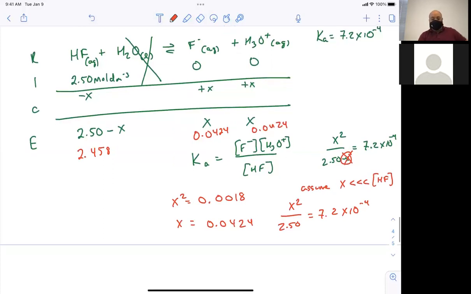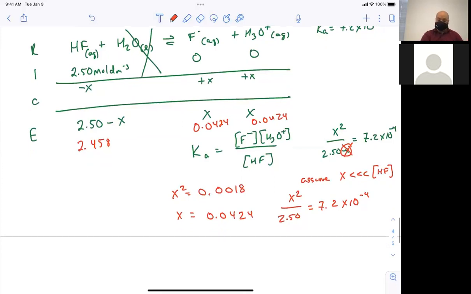Okay. Questions about that? Yeah, yes, Alexandra. No, you are not required to prove in the IB whether the 5% rule works or not. So I did mention that to you because in college or university, you may have to check to make sure it's valid. But in the IB, since they've explicitly stated that you don't ever have to do quadratic, you can always assume that it will work if K is small. Yes. You're welcome. Okay.